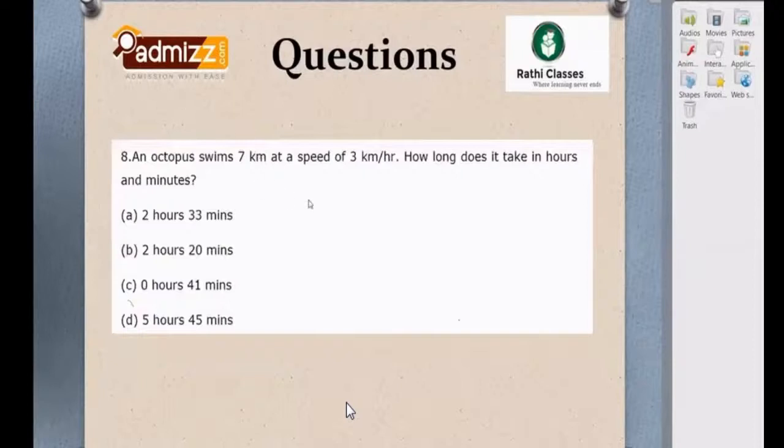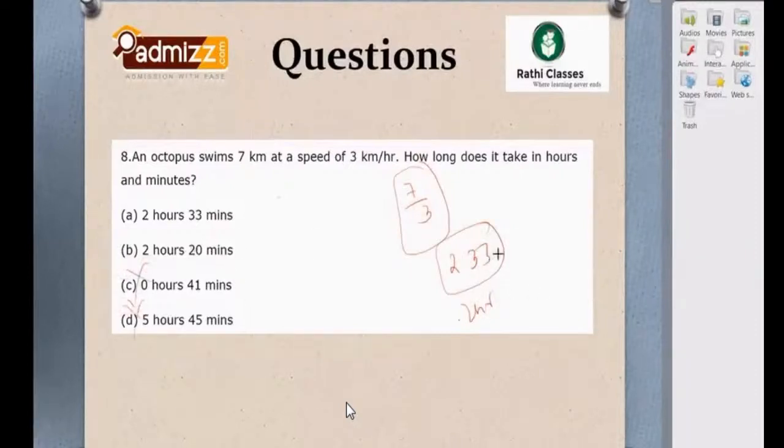An octopus swims 7 km at a speed of 3 km per hour. How long does it take in hours and minutes? So the concept is you will just write speed is equal to distance by time. That means 7/3. 7/3, as you can say, is greater than 2.33. That is 2 hours and more than 2 hours. So this option and this option are rejected.